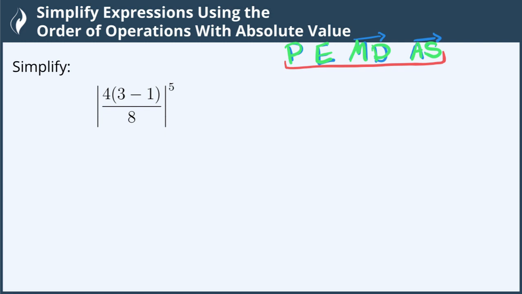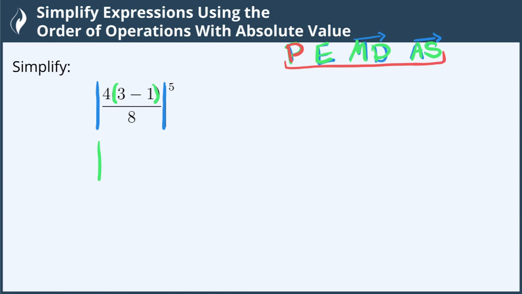While I don't have a set of parentheses for the absolute value, it does end up being this first step since it is a grouping symbol. So this set of absolute values needs to be evaluated first. And within that set of absolute values, we still follow the order of operations. And so within there, I have another grouping, this set of parentheses here. So that must be evaluated first.